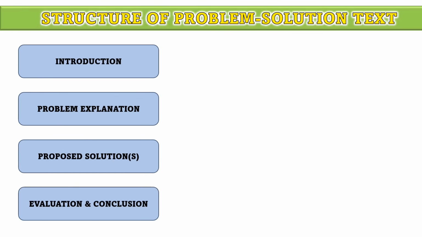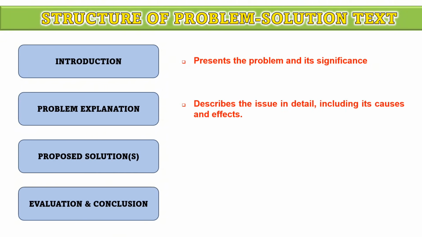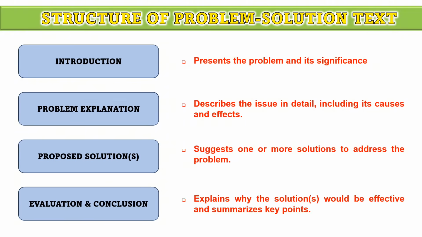Here is the structure of a problem solution expository text. Introduction. Presents the problem and its significance. Problem explanation. Describes the issue in detail, including its causes and effects. Proposed solutions. Suggest one or more solutions to address the problem. Evaluation and conclusion. It explains why the solutions would be effective and summarizes key points.